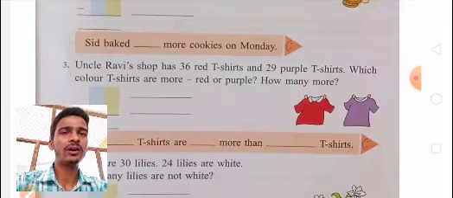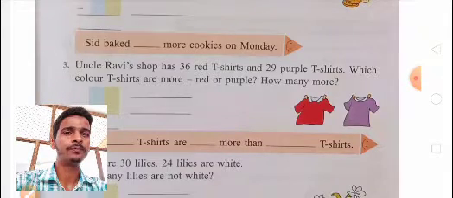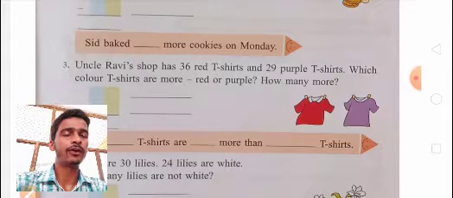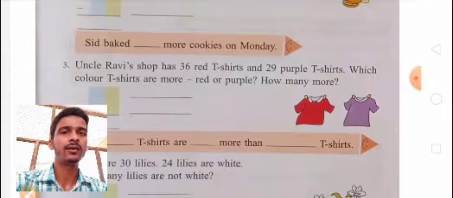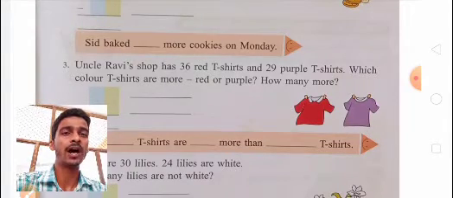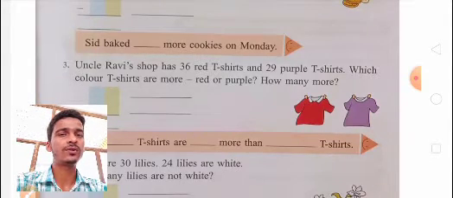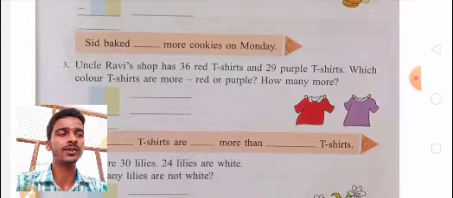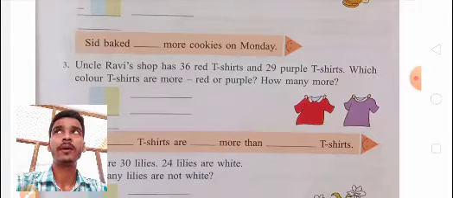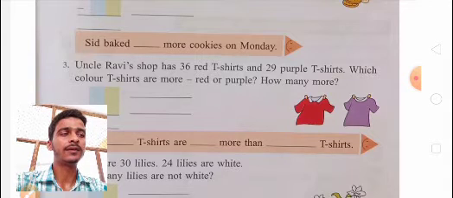The first question is, which color t-shirts are more, red or purple? So 36 is greater than 29. So we can say that red t-shirts are more than purple t-shirts. And we also have to find how many more, so we will subtract 29 from 36. We can't subtract 9 from 6, so we will take 1 from 3 and there will be 16. Now we can subtract 9 from 16, there will be 7. And here will be 2. Now when we subtract 2 from 2, there will be 0.